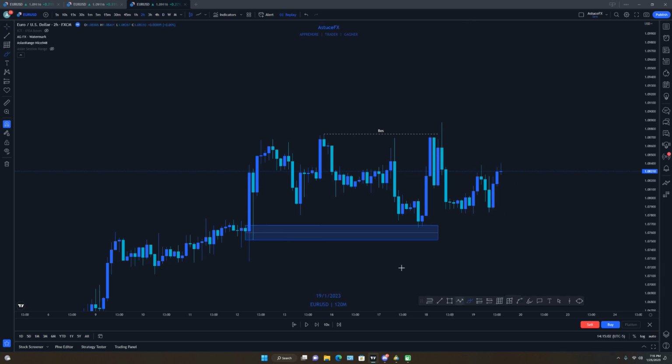So if you look at market structure, it's simple. Price left behind a demand zone, pulled back, tapped, bought to break the previous high. So this is based on market structure. After breaking this previous high, I need price to give me a pullback for a buy to the upside, because the same thing keeps happening again and again.